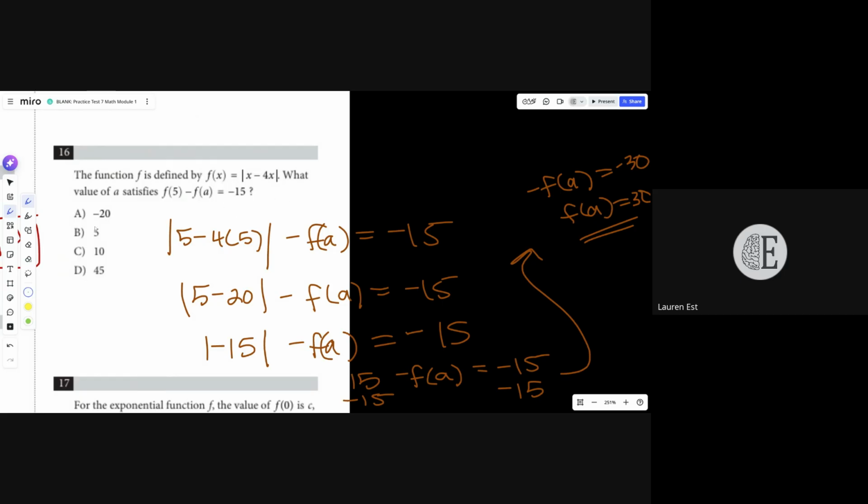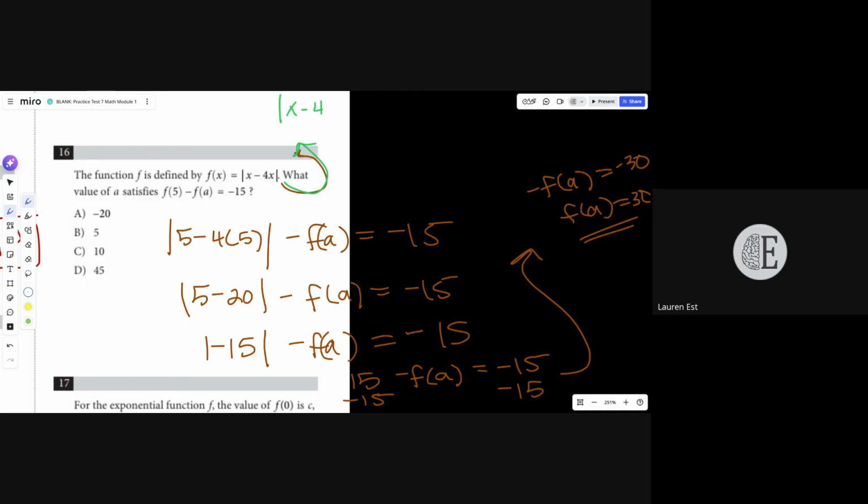Oh, so, okay. That's so nice that they didn't make 30 an answer choice. I would have gotten this wrong. So what you need to do now is figure out, this is a second step. This is a good question. This is a second step.